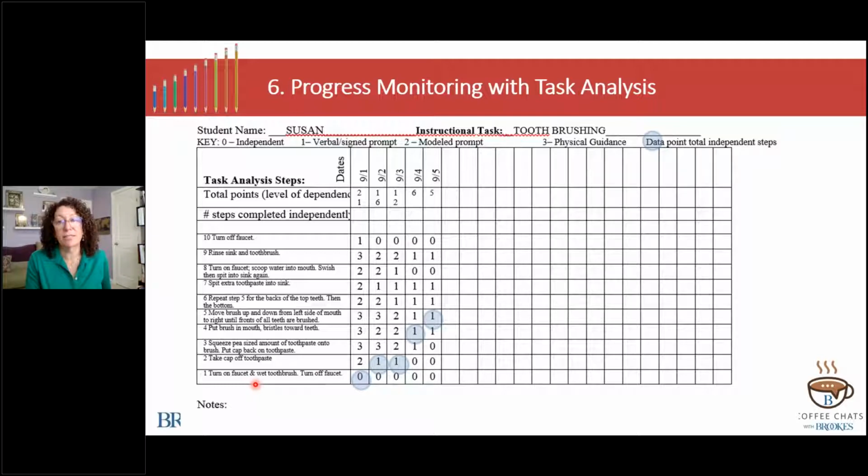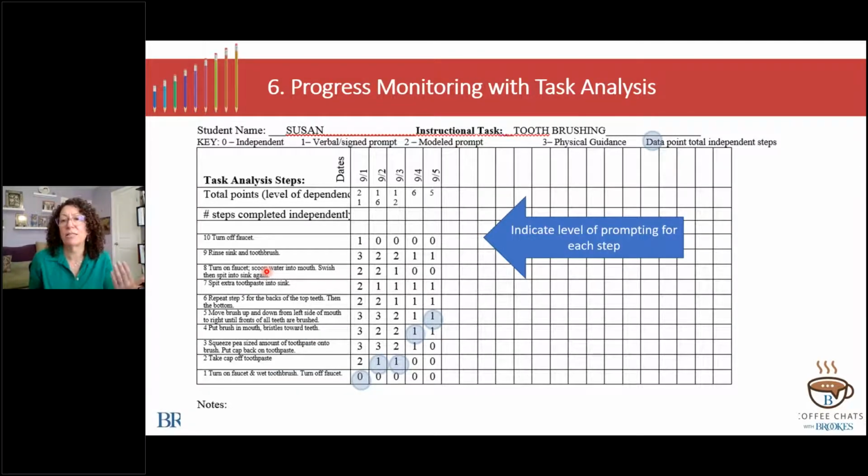I like to list the steps, and this will become clear as I speak through the slide. I like to start the steps with number 1 written at the bottom. So 1 down here is turn on the faucet, take the cap off, and the very last step is at the top here. And then each time we work through this task, this job, we want to indicate the level of prompting that we're using for each step along the way.